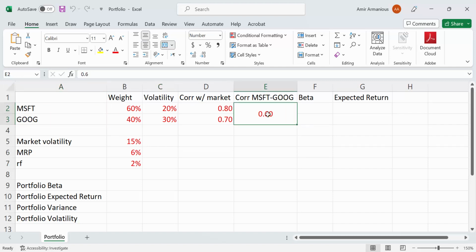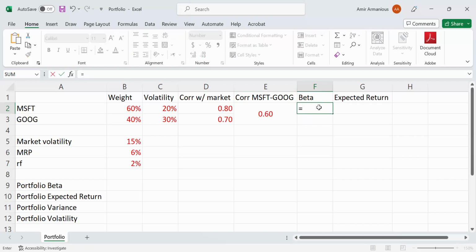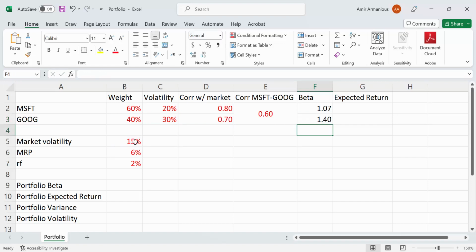What we want to do is calculate the beta of each company. The beta for Microsoft will be the correlation between Microsoft and the market multiplied by the volatility of Microsoft, divided by market volatility. We would like to do the same for Google. So it will be the correlation between Google and the market times the volatility of Google divided by the volatility of the market. Please note that volatility is the same as standard deviation.